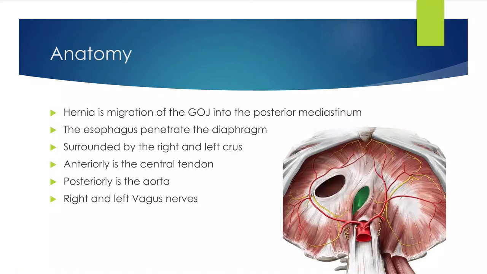So, to recap, part of the stomach, which is usually the fundus, along with the gastroesophageal junction, will migrate upward into the posterior mediastinum in the chest.